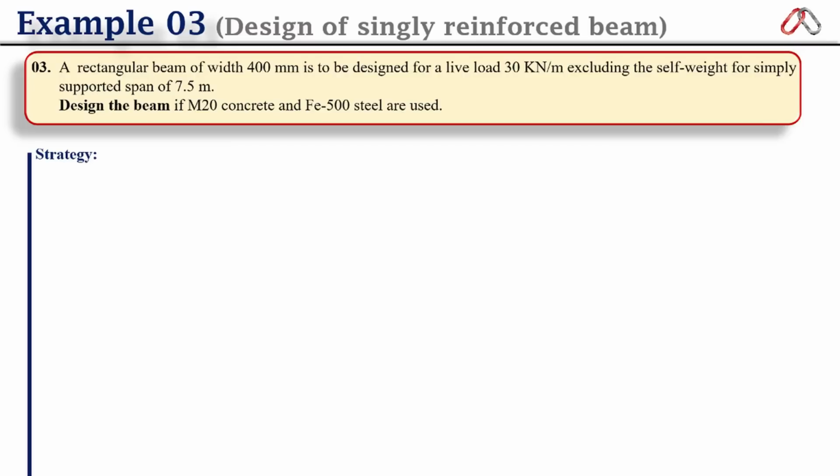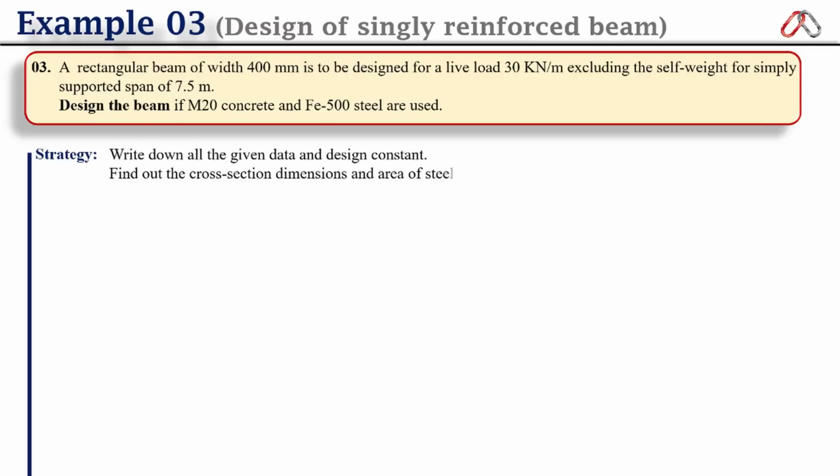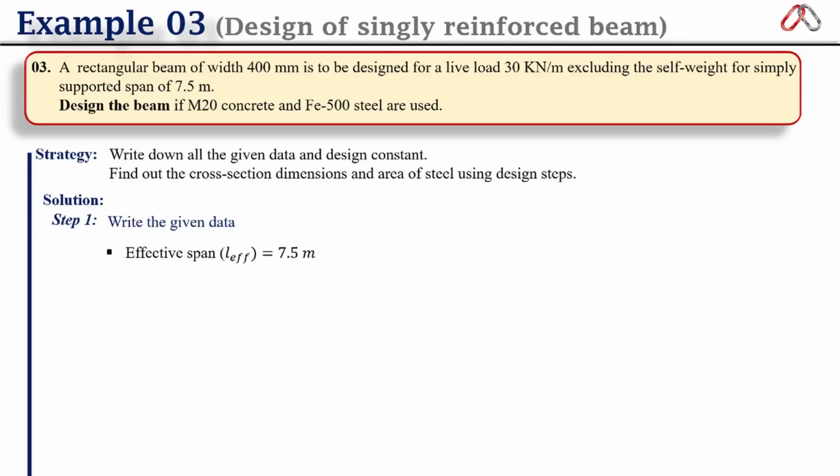So the strategy for the question: write down all the given data and design constants, then find out the cross section dimension and area of steel using the design steps. So the solution is, the first step is to write the given data. The first one is effective span, which is already given as 7.5 meter, and we can convert it into 7500 mm. The breadth of beam is 400 mm.